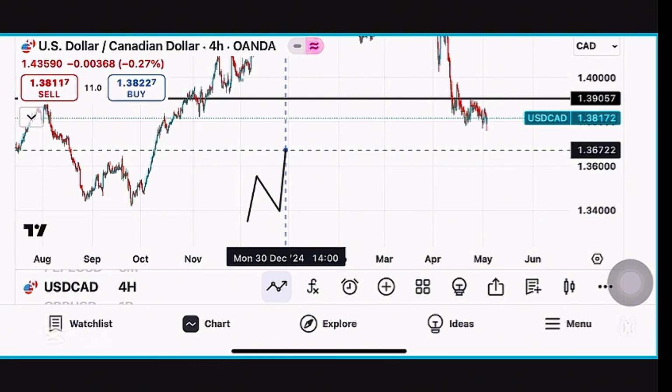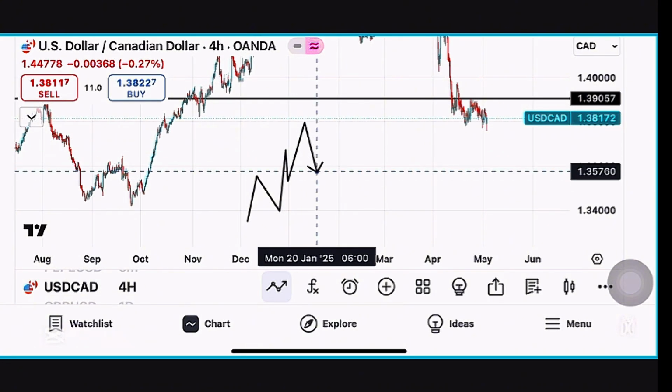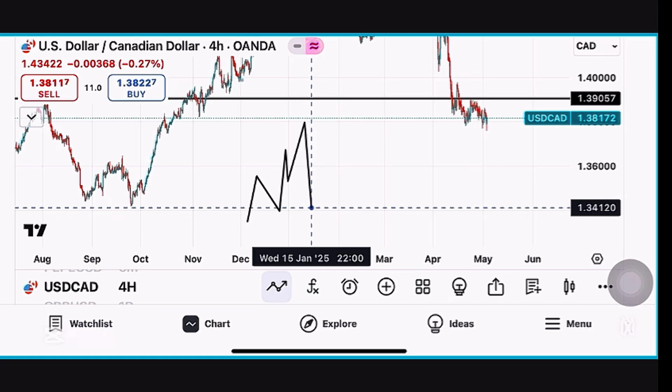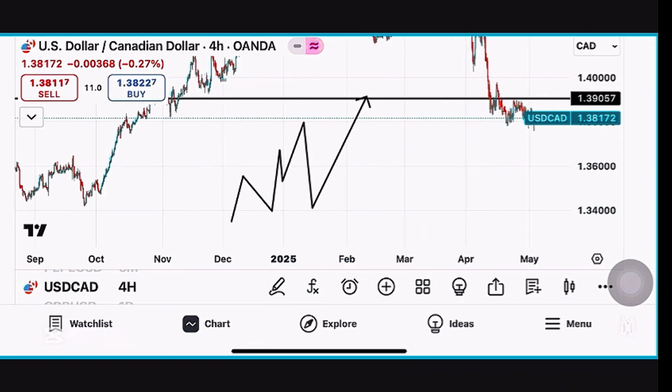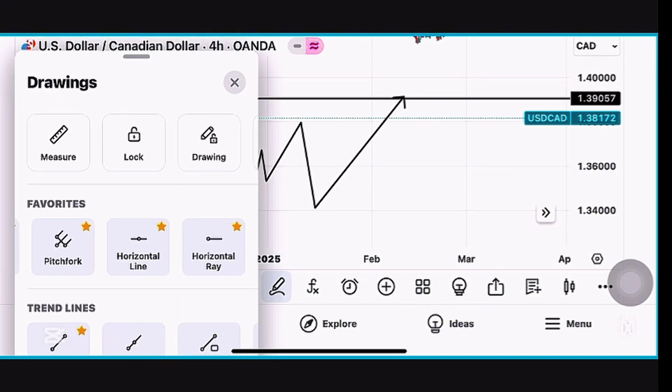What do you expect? It is for the market to test it, maybe create a higher high, come back to the demand zone, right? And continue the movement. So this is basically the way the market does behave. So when you are trading, you should know when to enter your trade.